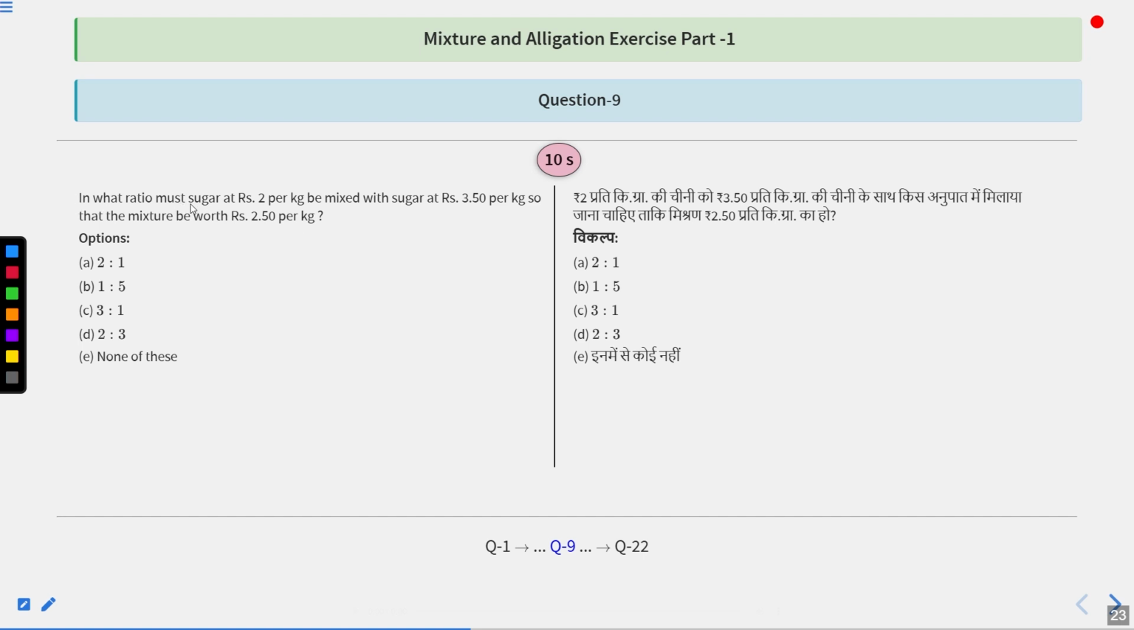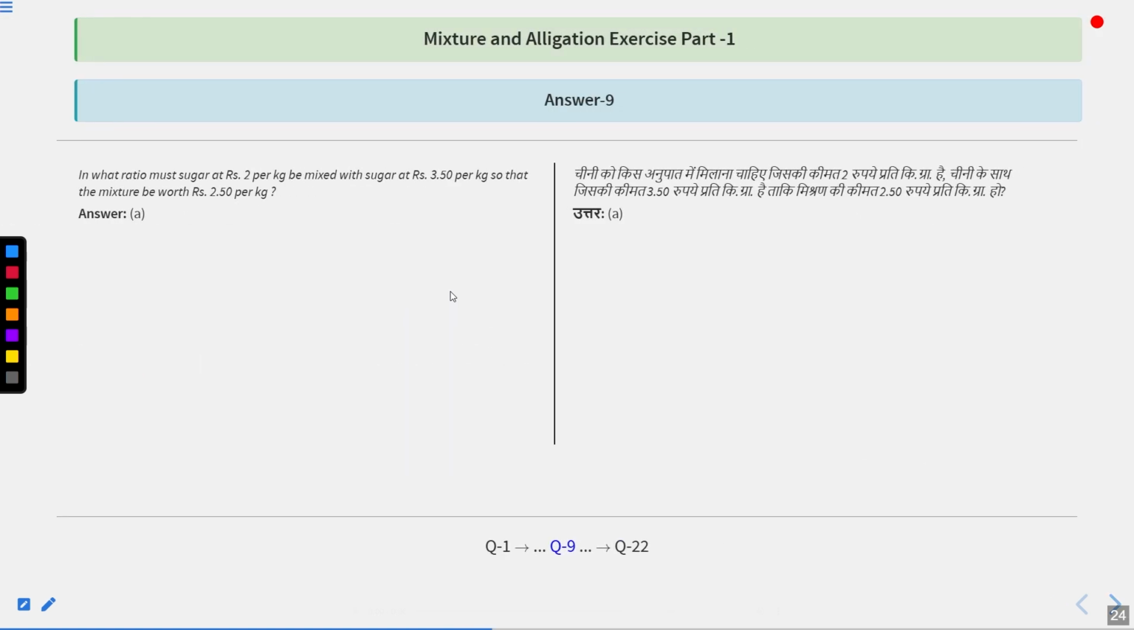In what ratio must sugar at 2 rupees per kg be mixed with sugar at 3.50 rupees per kg so that the mixture is worth 2.50 rupees per kg? You have 5 options and 10 seconds to analyze the question. Your time starts now. Now time's up. Let's see the solution.